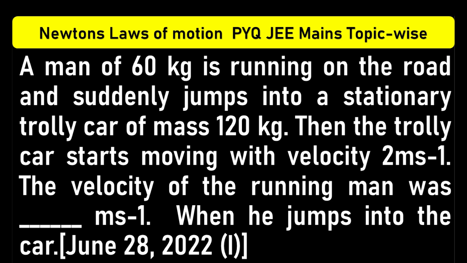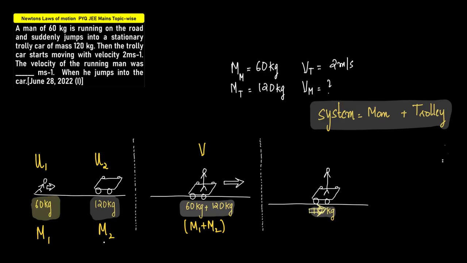Okay, so let us first visualize the given condition. Let us assume that this is the man and trolley. The man's initial velocity is u1 and the initial velocity of the trolley is u2. 60 kilogram is the mass of the man, 120 for the trolley car. The trolley car starts moving with velocity equal to 2 meter per second.